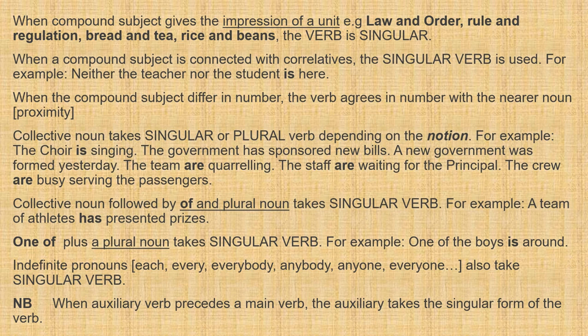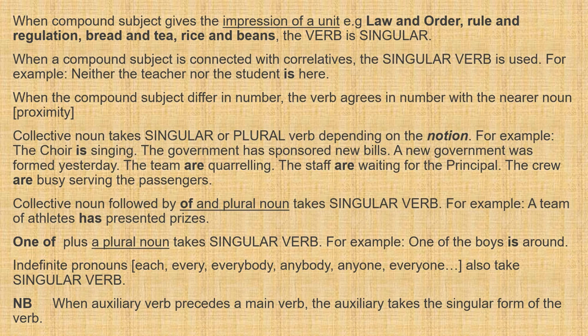Collective noun followed by of and a plural noun. Most of them are followed by use of, that is one of the boys, and so on. It takes a singular verb. For example, a team of athletes has presented prizes. You're talking of a team. You're not talking of athletes. You're talking of a team. So please, forget about the of athletes. That is the plural form followed by of. What follows of is not the bone of contention. The bone of contention is what comes before of. So you have to note that.